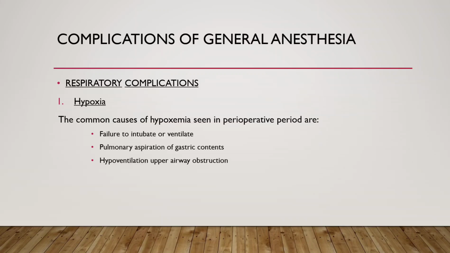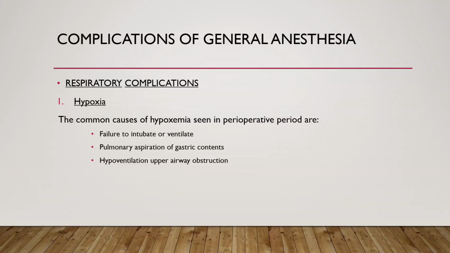Next, we are going to discuss the respiratory complications of general anesthesia. The first complication is hypoxia. The common cause of hypoxemia seen in the perioperative period is failure to intubate or ventilate. Failure to intubate and not even being able to ventilate is the worst nightmare for an anesthetist. A proper assessment of the airway and readiness to face and handle such situations can prevent the catastrophe.